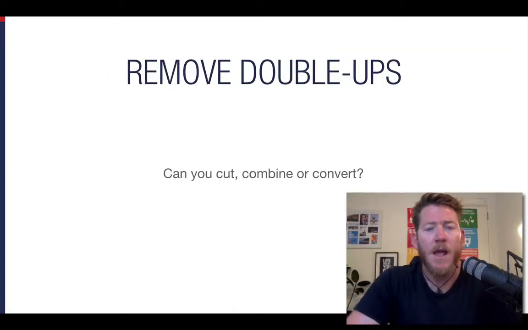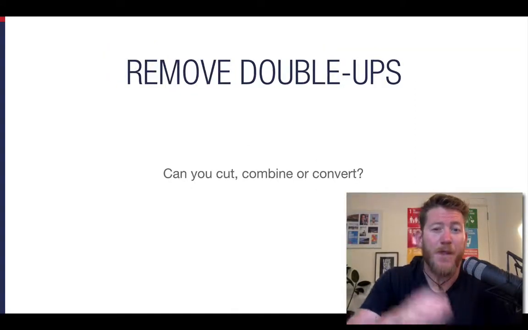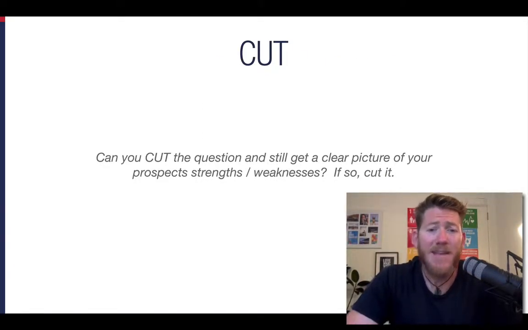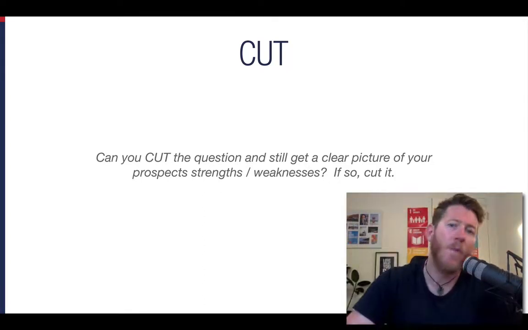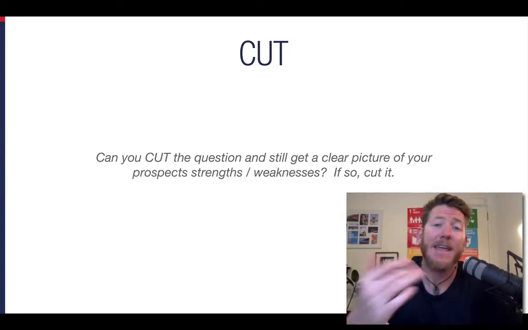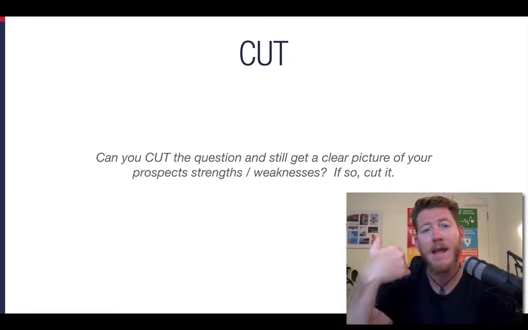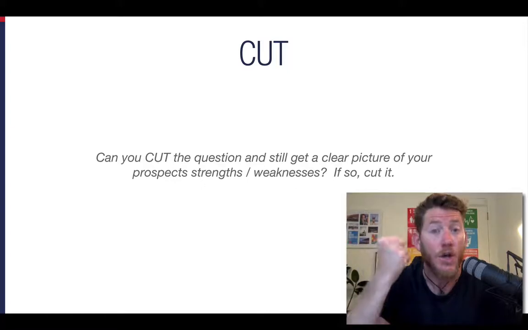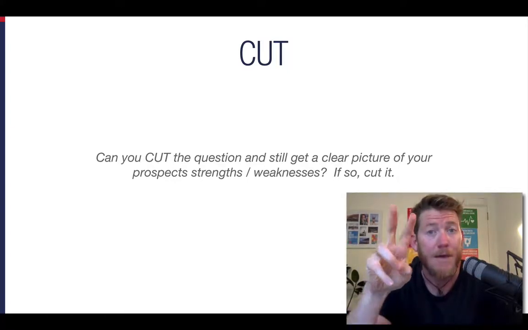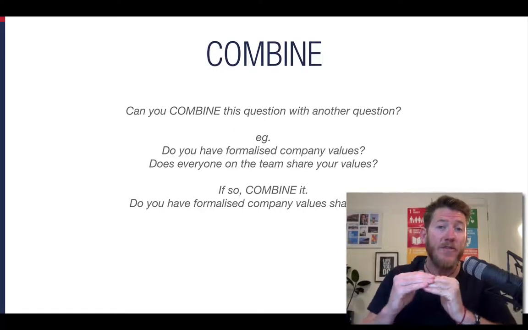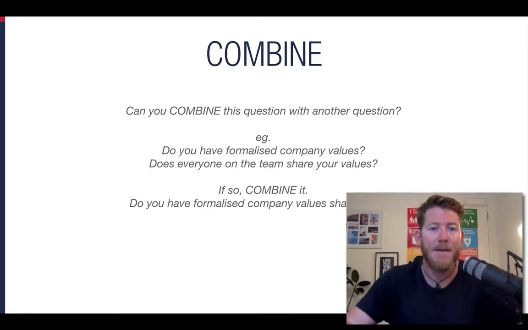Red wine helps. First, you want to remove any kind of double ups. Can you cut, combine, or convert? So a cut basically just means that the question doesn't really add anything. You've already got a number of different ways of getting to the same conclusion, and it gets to the point where that question is just overkill, or it's just a different question worded in a different way. If you can get rid of it and still do the diagnostic, you still get the X-ray, get rid of it. Less is more. The second is combine. Can you combine this question with another question to create fewer questions, but you're still getting the same outcome?